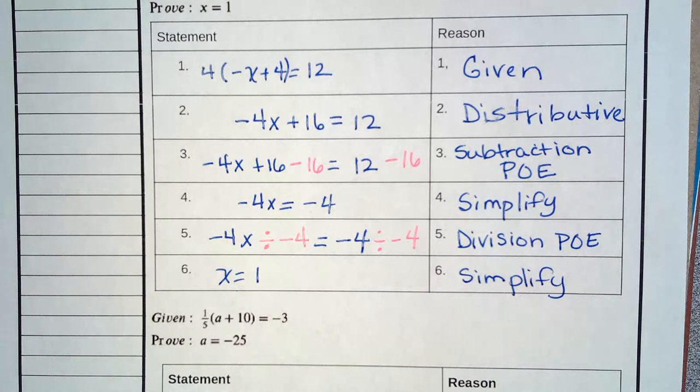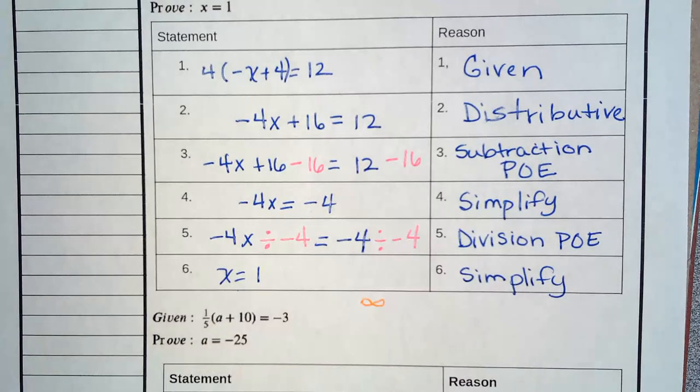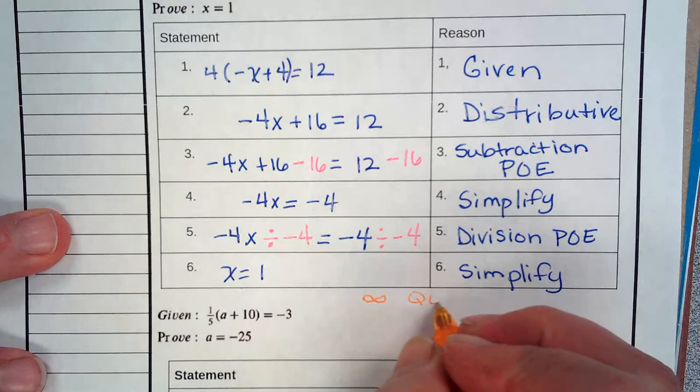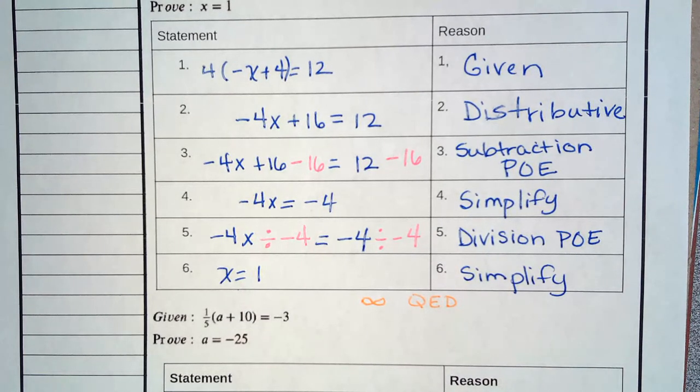Now, I need to tell my reader I am done. It is finished. I did such a good job. There's no way to argue with what I did because everything is mathematically correct. So to tell your reader you're done, I like to use the infinity symbol. You can also use QED. That's Latin for it is done. Okay.